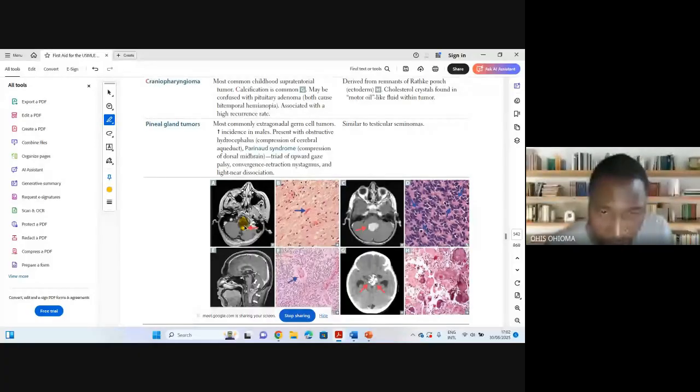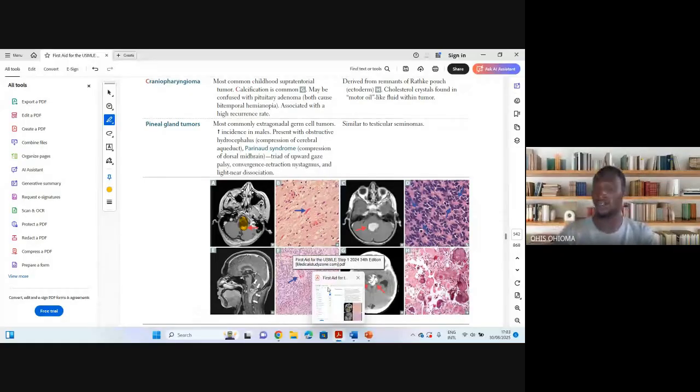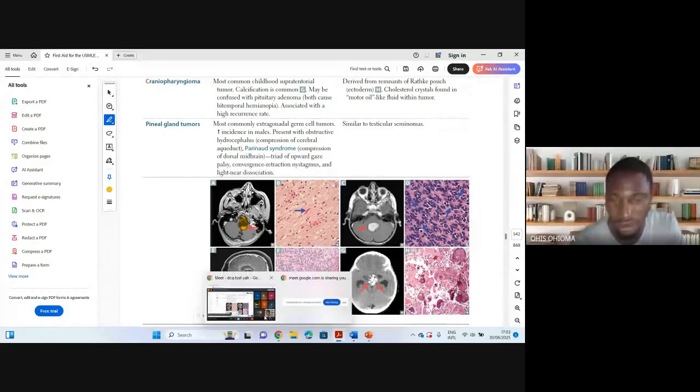Finger-like projections is what you see on the gross specimen of the brain. And then you see what we call Rosenthal fibers. These Rosenthal fibers are like corkscrew eosinophilic rods that you see on the histology. You have to note this. When you see this on histology in a brain tumor, I want your mind to go to pilocytic astrocytoma. You cannot miss it.